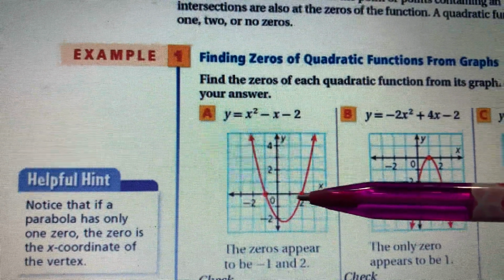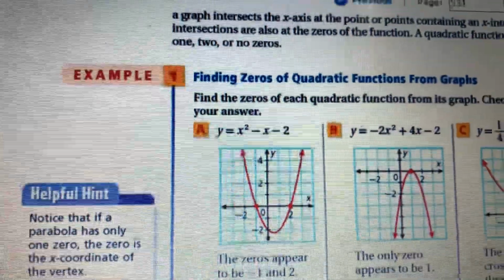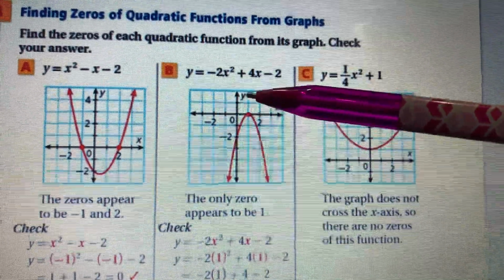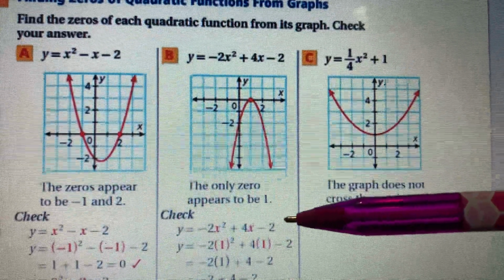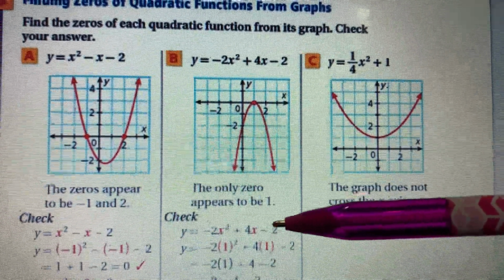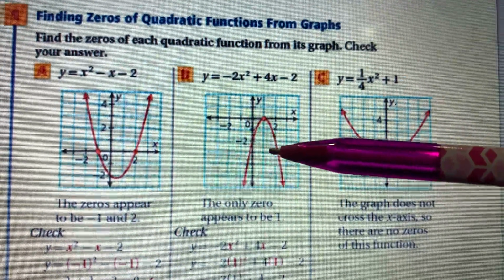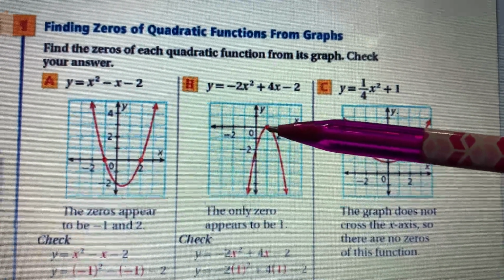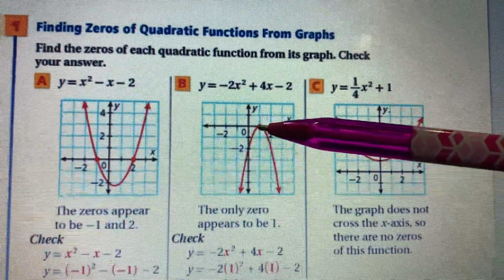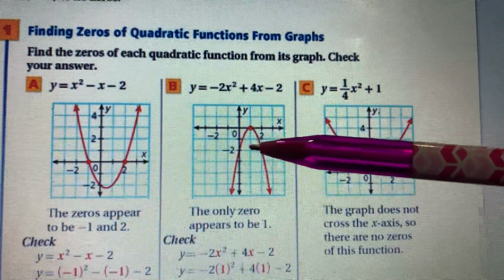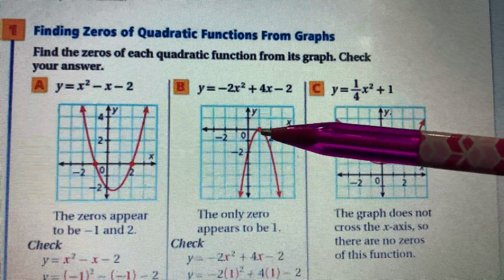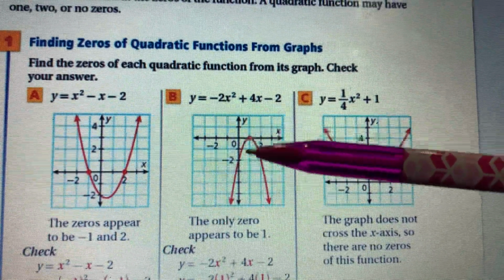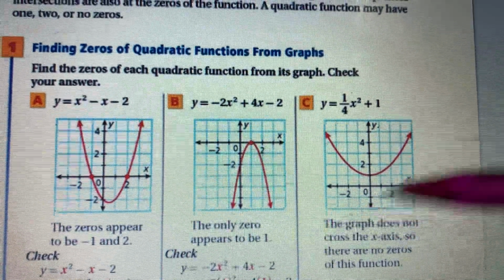Over here, it touches the x-axis in 2 points. You're going to have situations in which the parabola touches the x-axis in only 1 point, like in this example over here. Over here, the parabola only touches the x-axis at this point in here, which is number 1. Okay? Remember that each square represents 1. So over here, the zero of the function is located at number 1. And over here, you only have 1 point, which is 1.